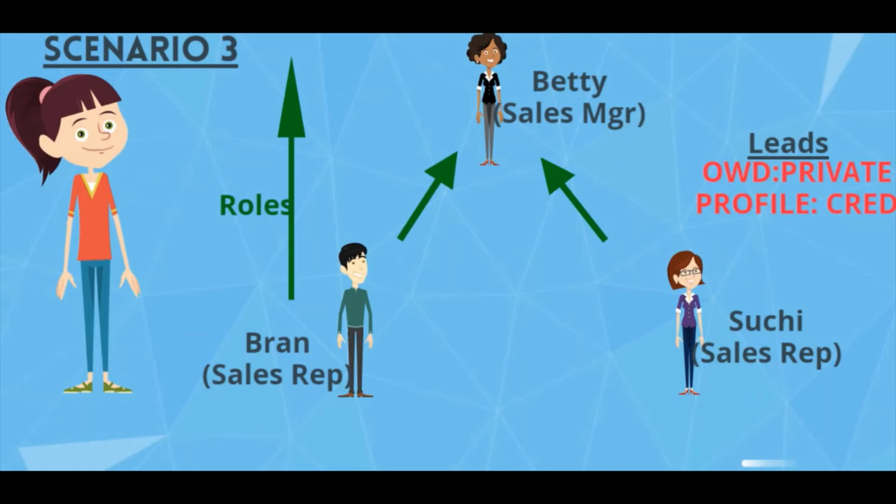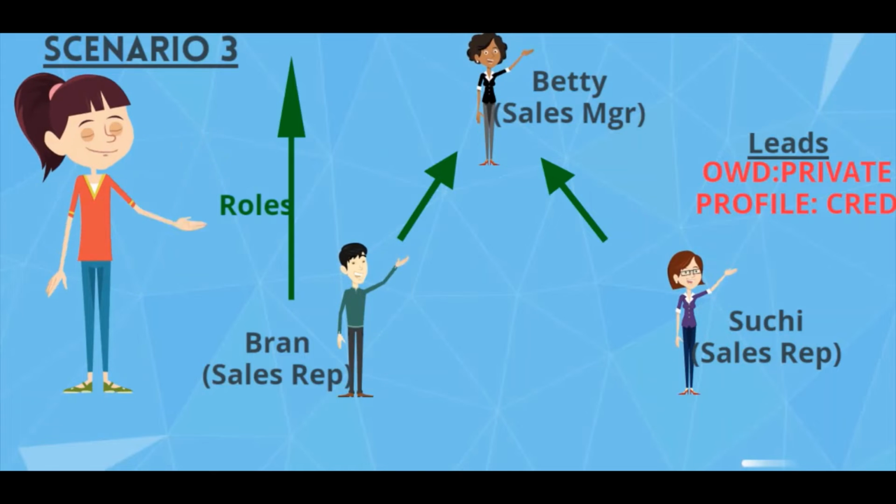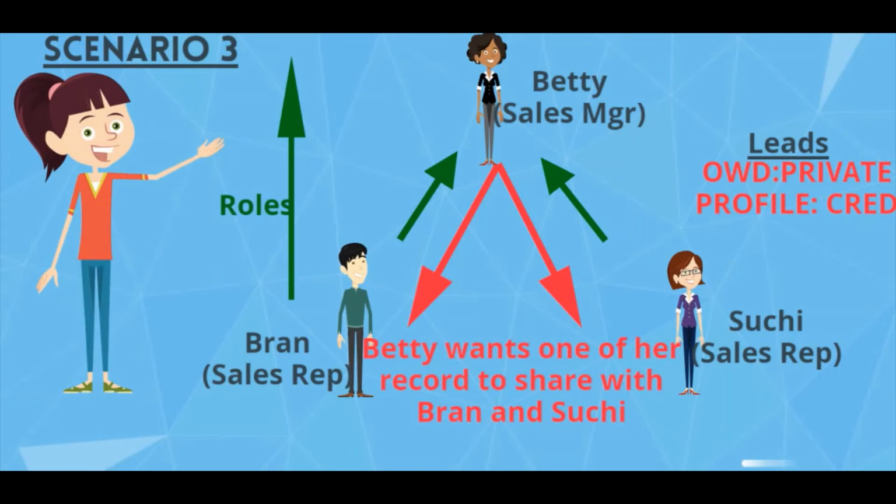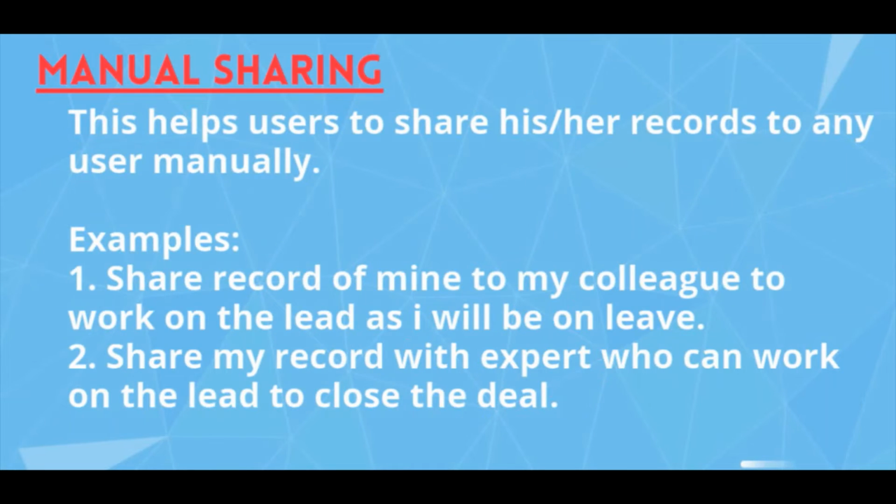Now we'll go ahead with scenario 3. Betty can see Brand's and Suchi's records, but Betty wants to share one of her records with Brand and Suchi. So just remember it's only one of her records. If it is not just one record and it is a bunch of records and it has to be done every time, then we can go ahead with sharing rules. But if it is only one record, and that too unconditionally, and it has to be shared with only a couple of people, then the answer is manual sharing.